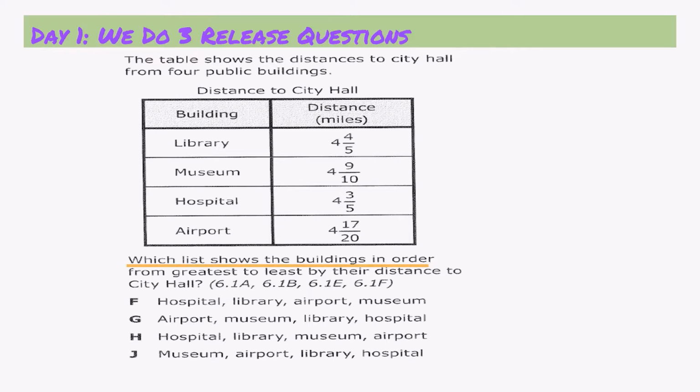Now let's annotate the question by underlining the question. Got a little ahead of myself. Which list shows the buildings in order from greatest to least by their distance to City Hall? Now let's box in keywords. Table and distance. We will find all of our distances from the table. And we will box in greatest to least. This lets us know that we'll be ordering our values from greatest to least.